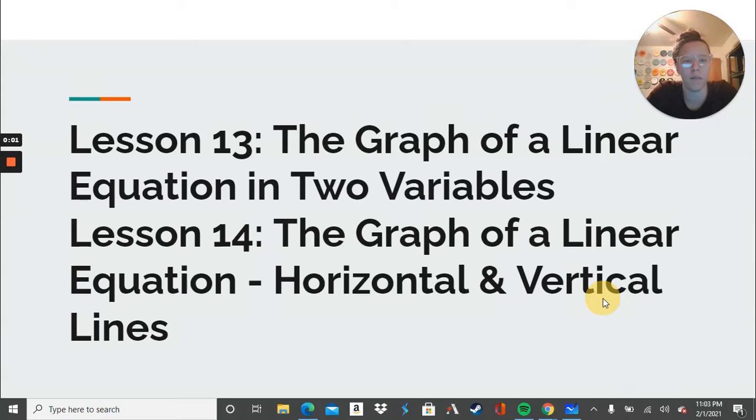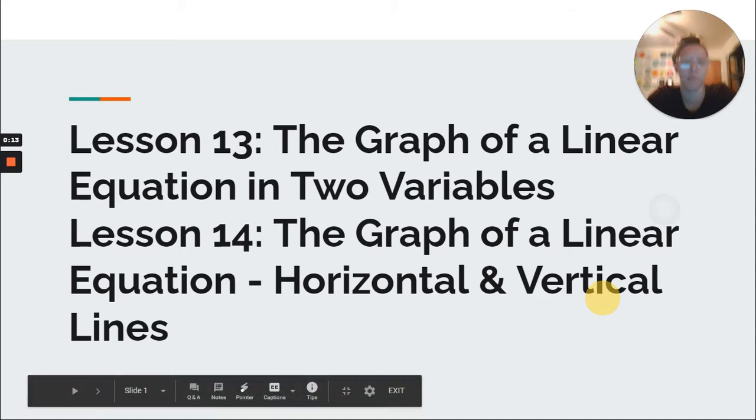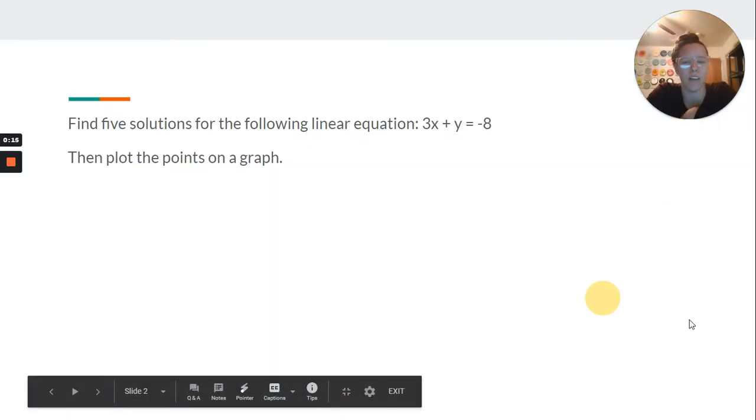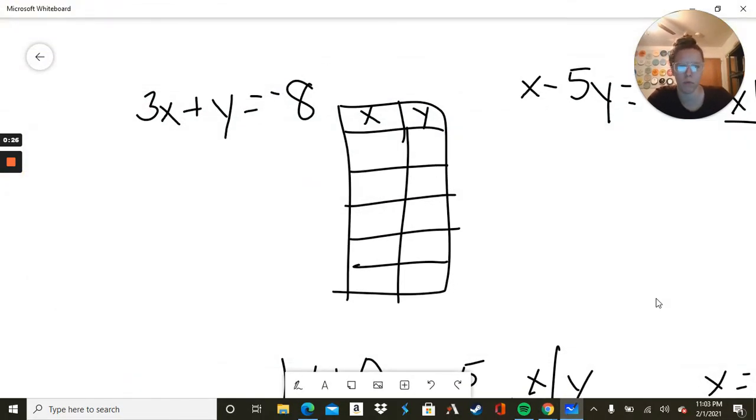Eighth graders, we've been working with a lot of graphs and linear equations lately, so today we're looking at the graph of a linear equation in two variables, and the graph of a linear equation, horizontal and vertical lines. So we're going to find 5 solutions for the following linear equation, then plot the points on the graph, and we have a couple more after this too, okay?